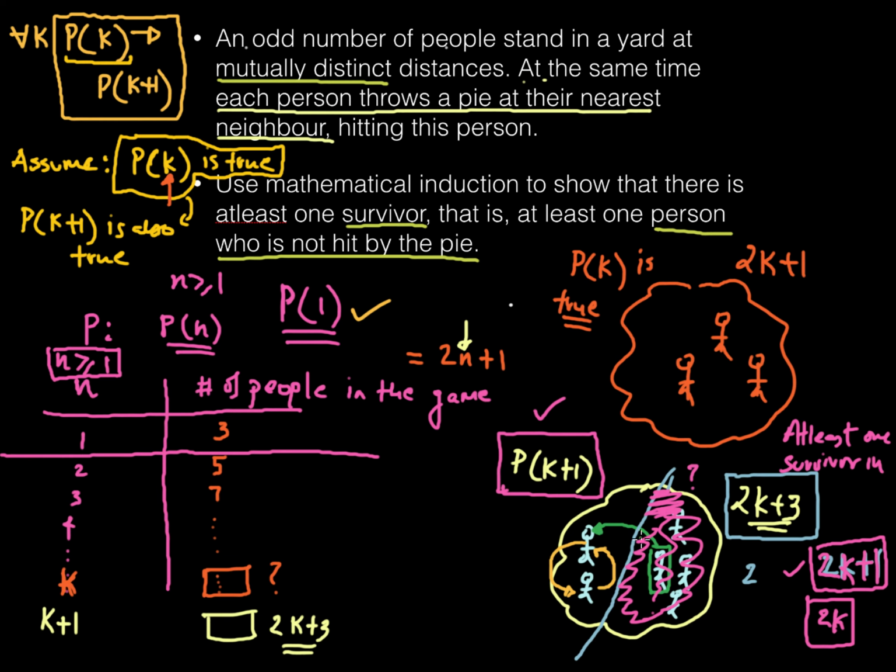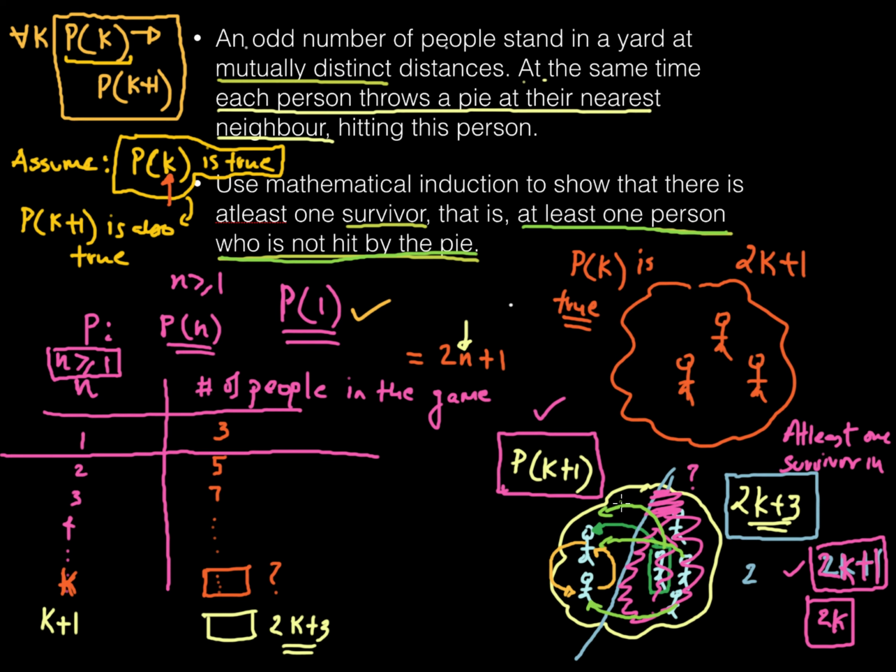But now if you tell me what happens if there were many pies thrown, let's say this person over here also happens to be closer to this person over here, so this person ends up throwing a pie over there as well. Well, that's okay, because if there were many pies thrown at these two individuals, that would still imply that there were fewer pies thrown in the pink half. And if there were fewer pies thrown in the pink half, it would imply that there are more survivors in the second half, which should again validate the claim that there is at least one person who is not getting hit by a pie in this half of P of k plus 1.